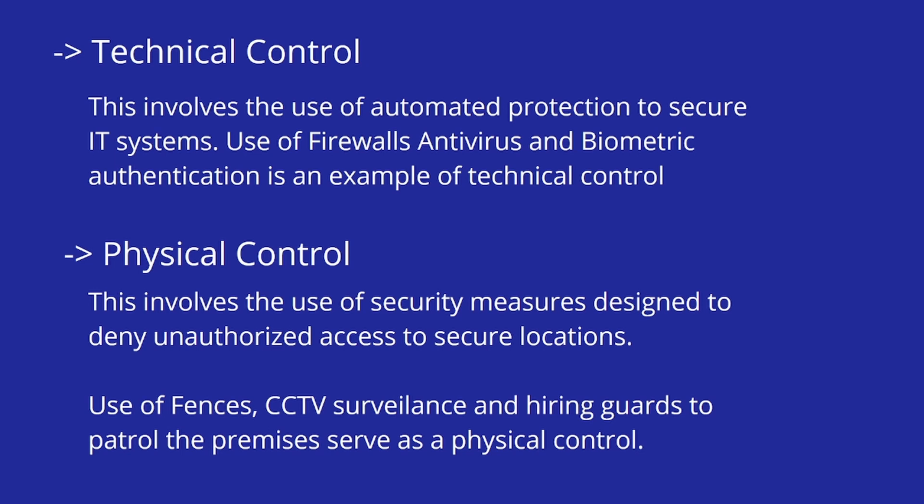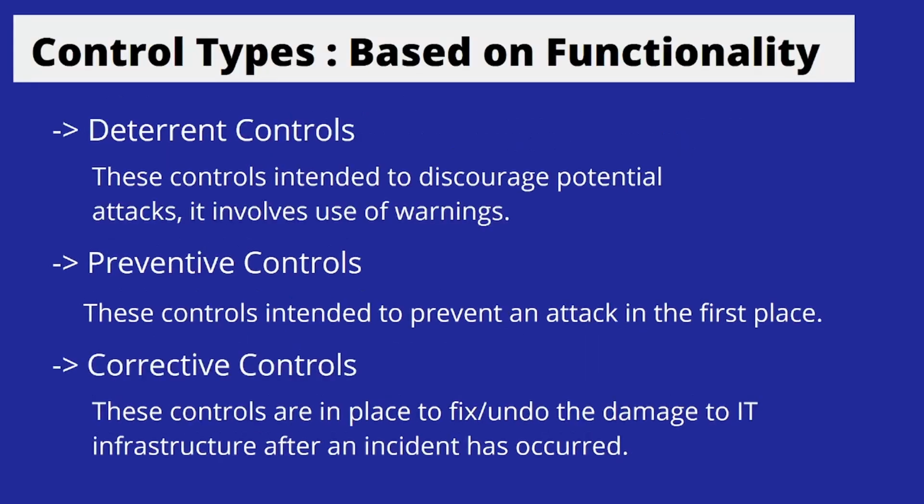And lastly, there's the physical control. This involves the use of security measures designed to deny unauthorized access to secured locations. This is more physical. The use of fences, CCTV surveillance, and hiring guards to patrol the premises serve as a physical control. Now we'll be covering the control types based on functionality.